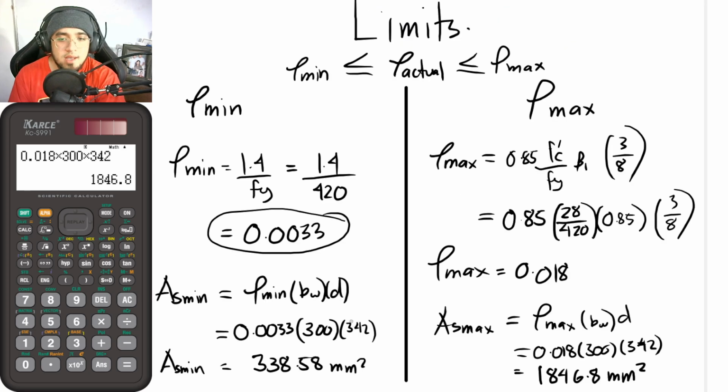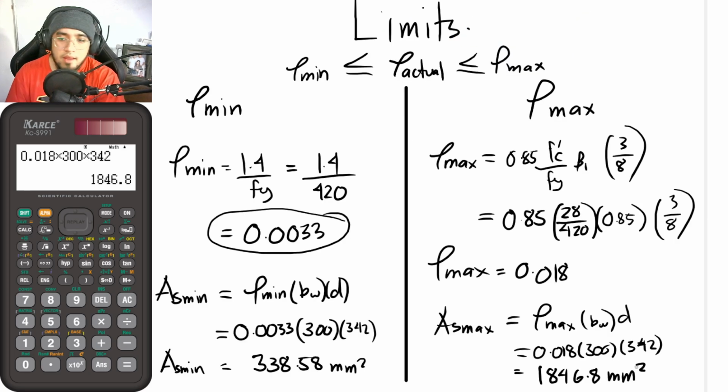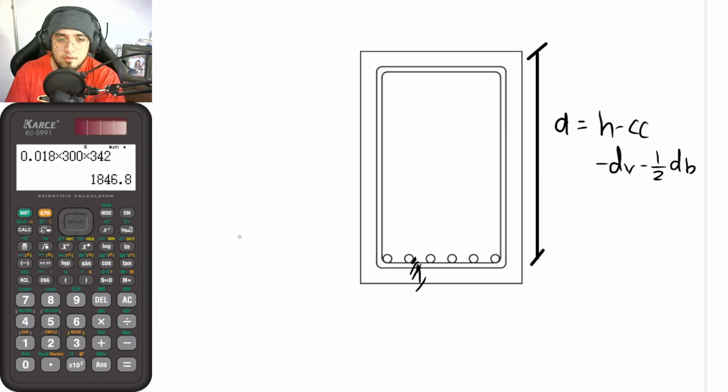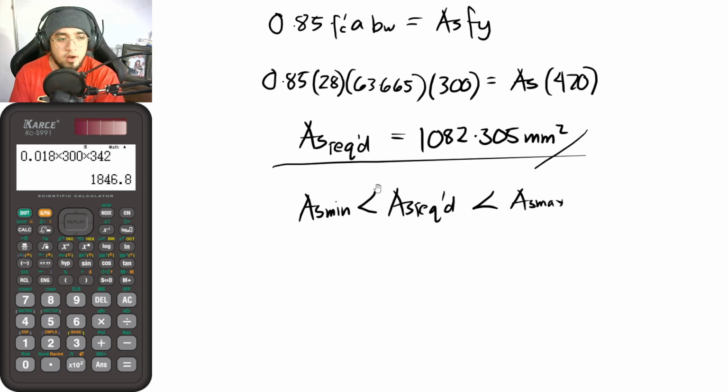And as you can see here, it is greater than the minimum. So As required is greater than As min, and it is also less than our As max. From that, this is now our basis for our design. So again, this is our As required.